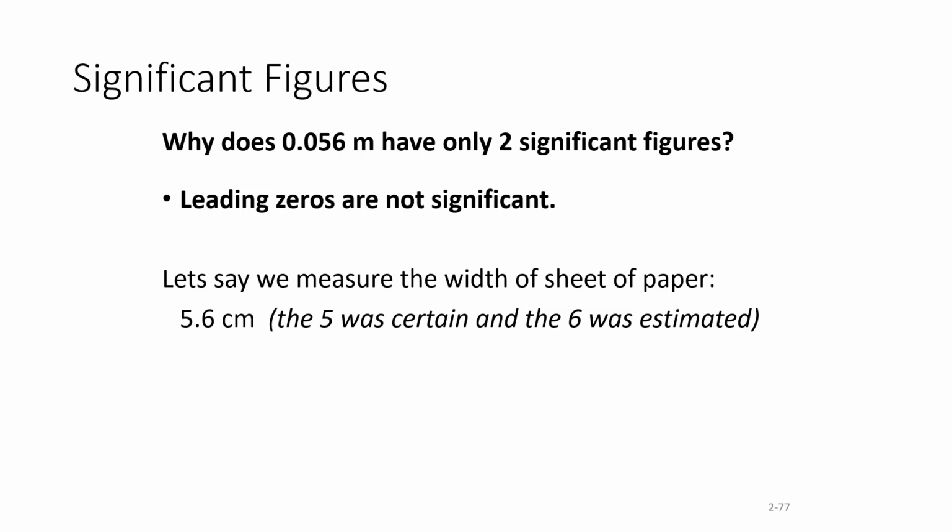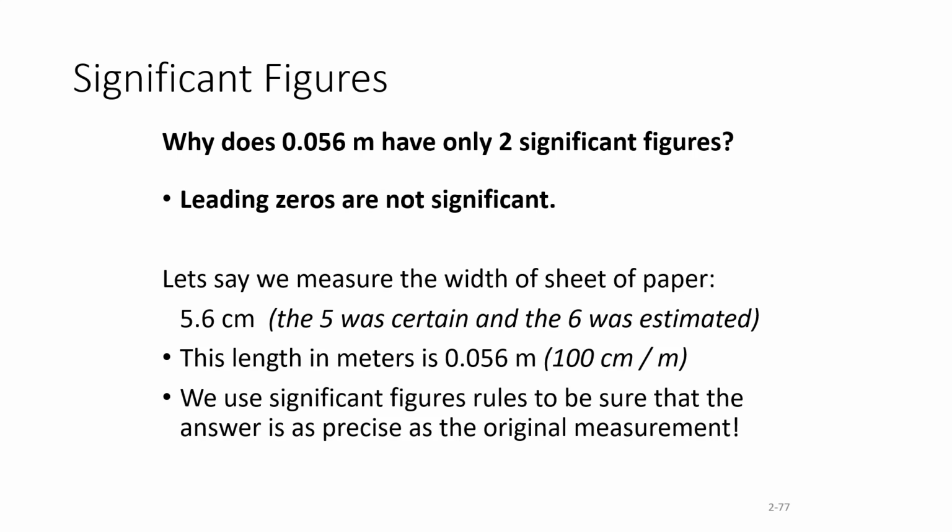Let's say we measure the width of a sheet of paper, 5.6 centimeters. The 5 was certain and the 6 was estimated. The length in meters is 0.056 meters. We use significant figures rules to be sure that the answer is as precise as the original measurement.